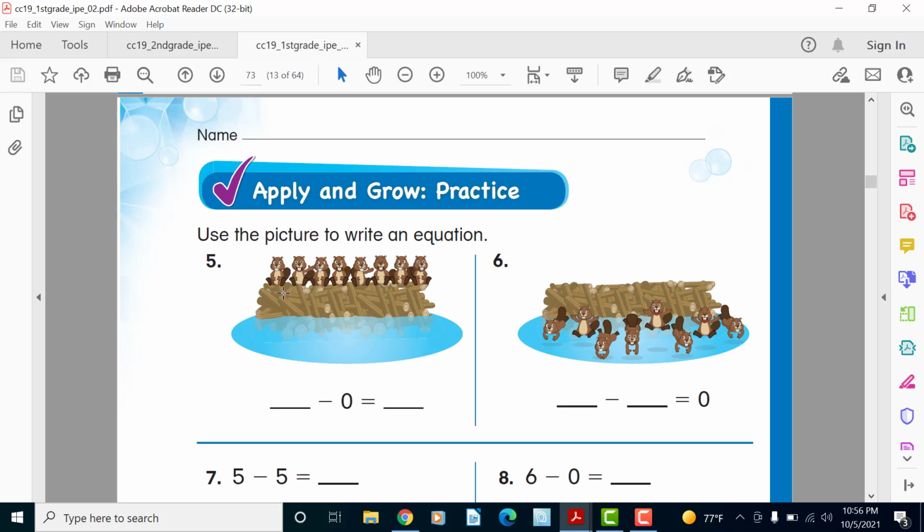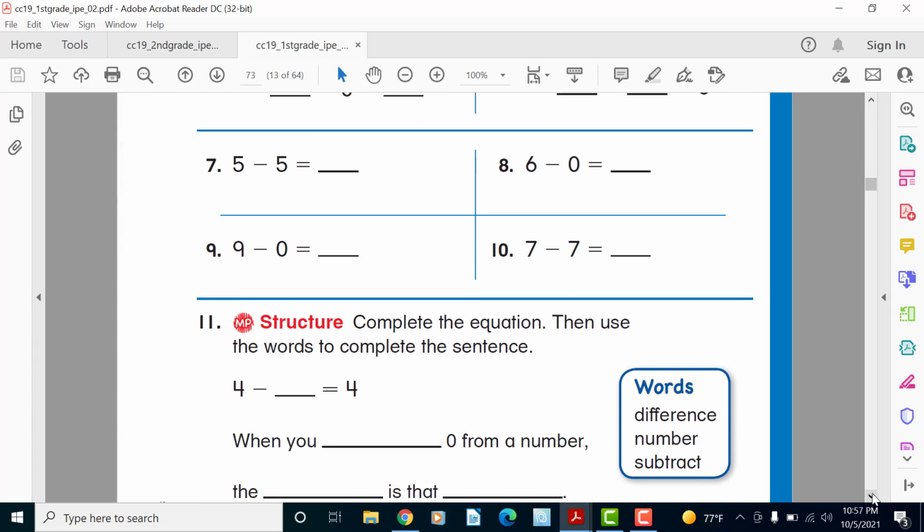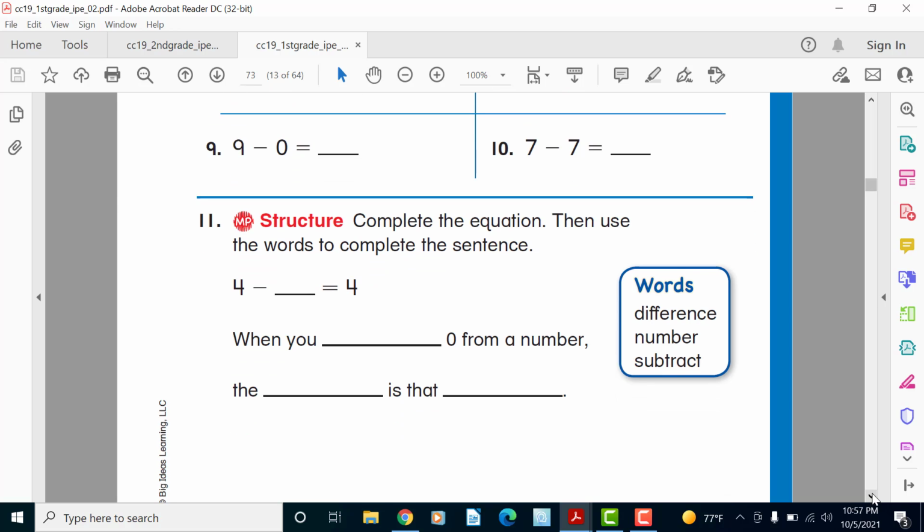Again here, this is the beavers. See the beavers on the beaver dam that they've built? How many beavers? None go in the water. How many are still on the dam? Here, how many beavers? How many of them went into the water because none of them are still on the dam? Starting with 7 and 8, you guys are just doing it yourself without a picture.